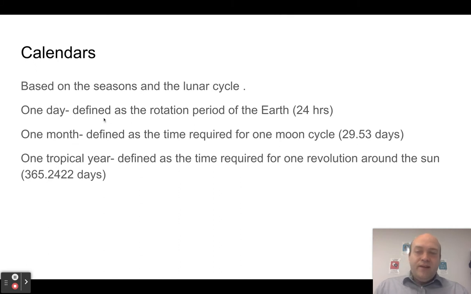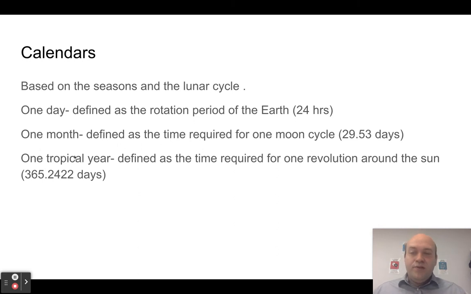One day is, like I said, just the time that it takes for the Earth to rotate once, so 24 hours. One month starts to get a little bit more complicated, because that's defined as the time required for one full moon cycle. You can look for moon cycles in another video, but one full moon cycle takes about 29 and a half days. So it doesn't divide out nicely. That is why our current calendars have roughly 30 days per month, just based off of those old lunar calendars.